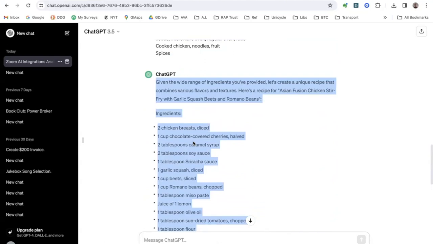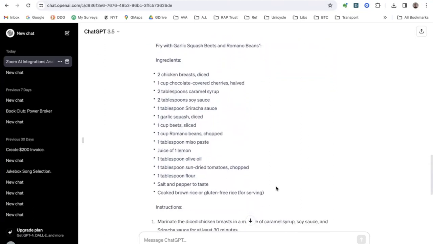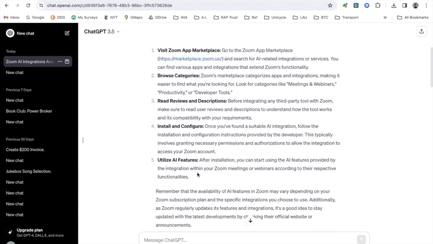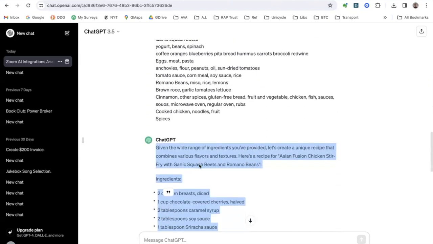Oh, so that's too long. Oh, I didn't know that. I'm sorry. Wait a second. So Rodney, this isn't a real recipe. It was put together on the fly. Look at the name of it: the Asian Fusion Chicken Stir Fry with Garlic Squash, Beets and Romano Beans. I don't think we'll find that in Epicurious. It could be just a stupid AI trick or something, but hold on a second. All right, so there's that.